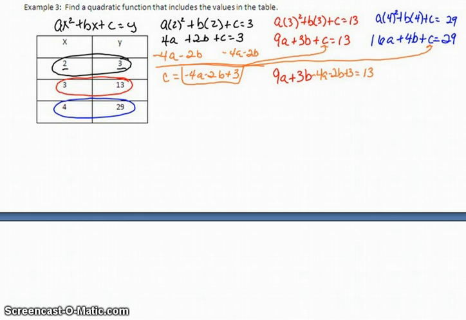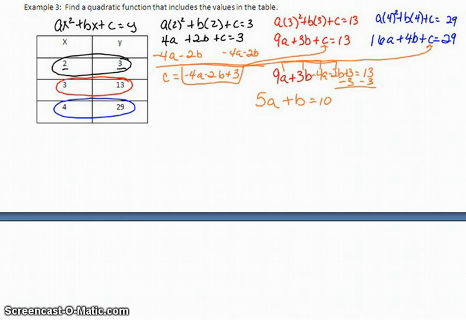Now I'm going to combine my like terms. 9a minus 4a is 5a, 3b minus 2b is plus b, and I'm also going to at the same time subtract 3 from both sides, equals 10. Down to that equation in my first set.